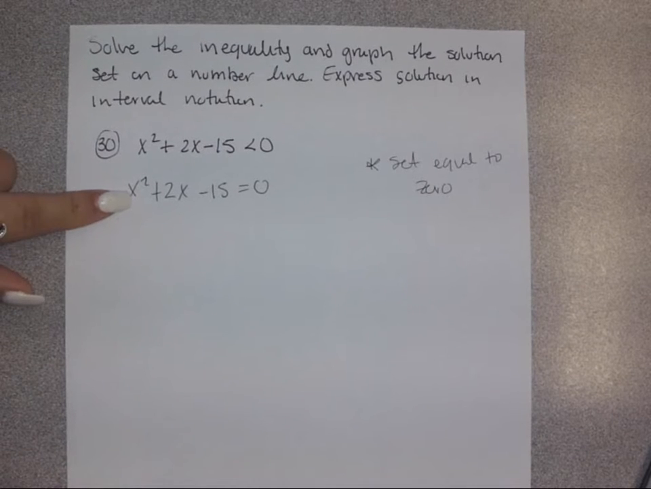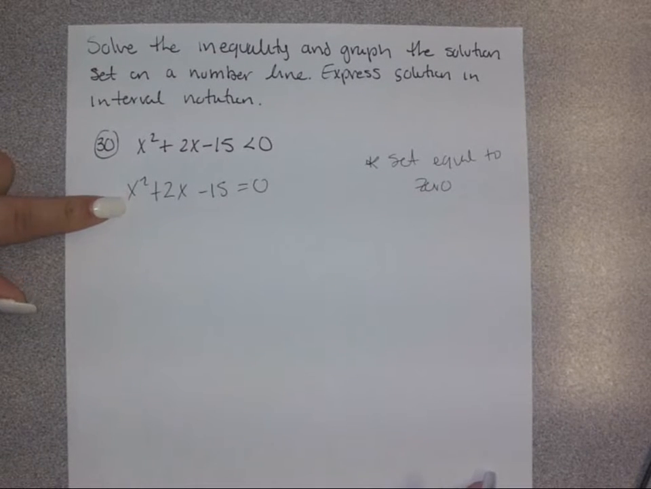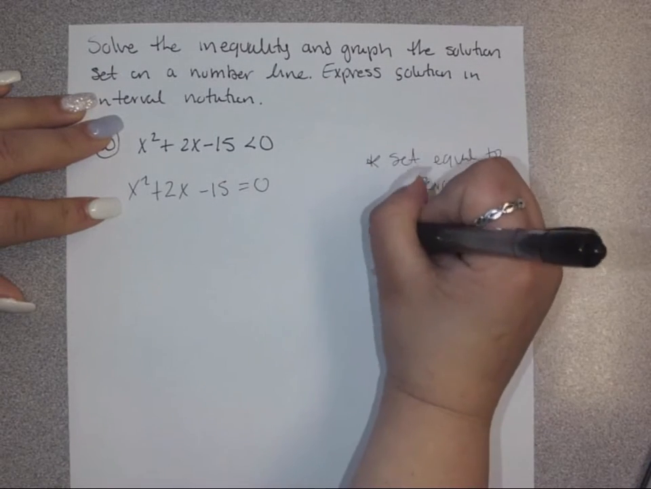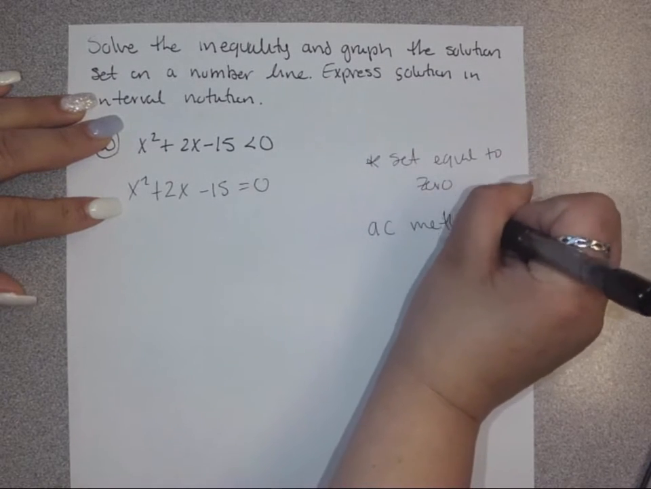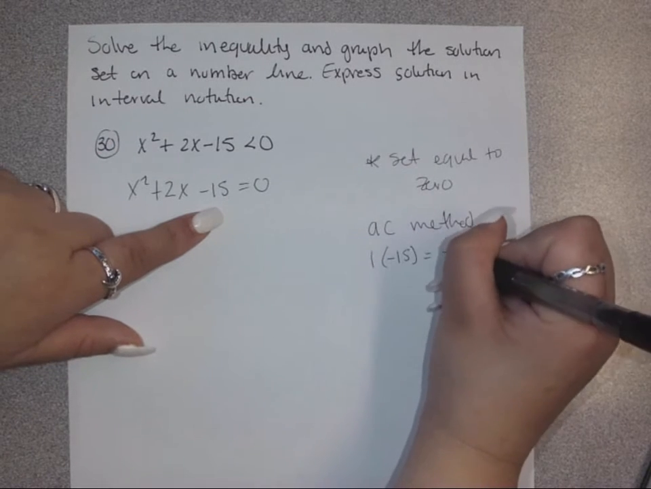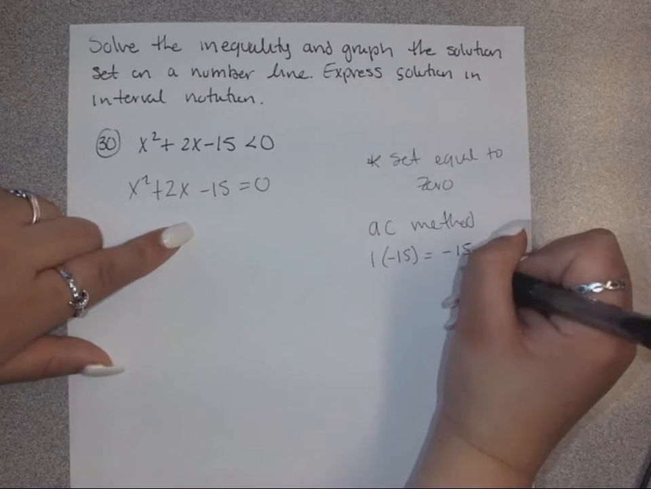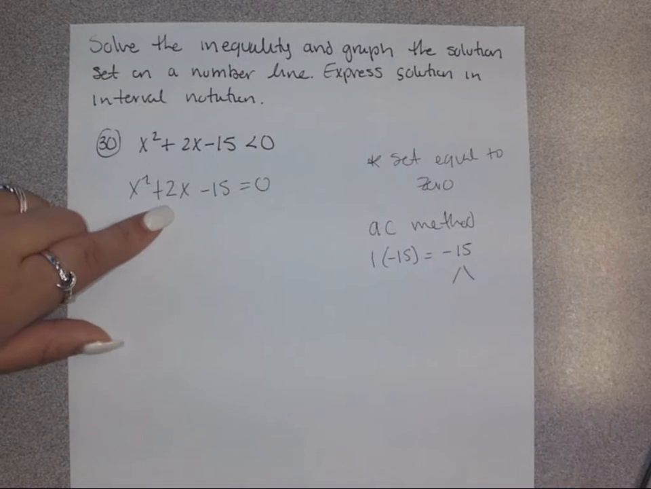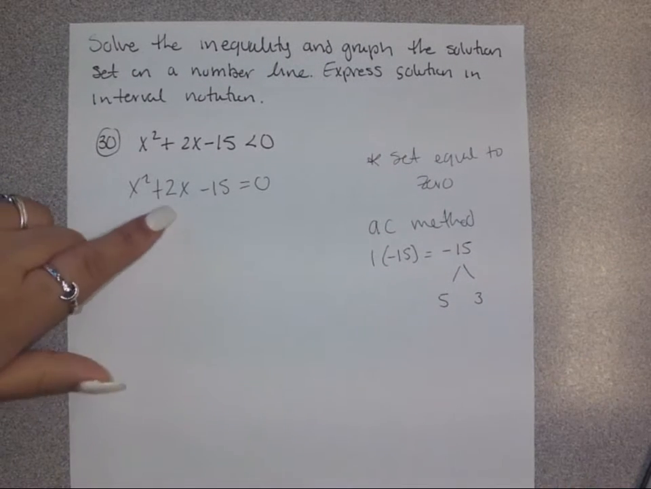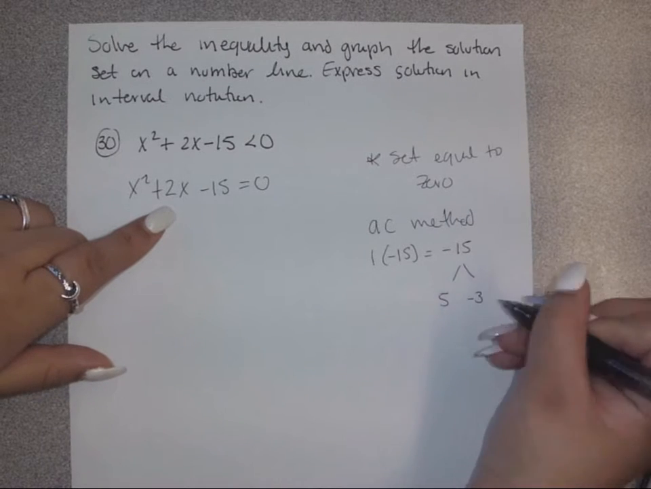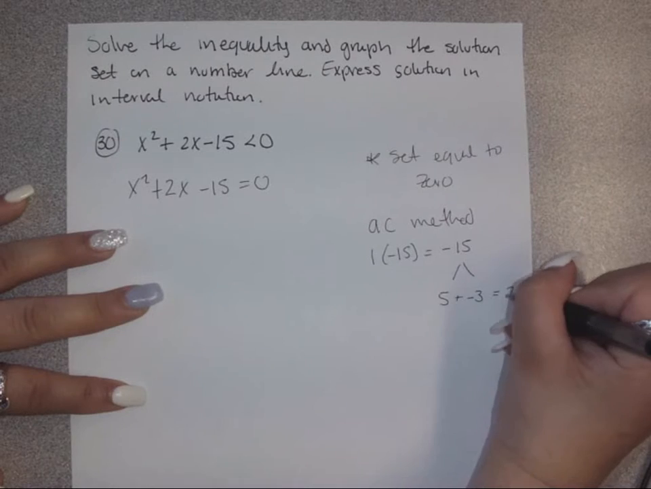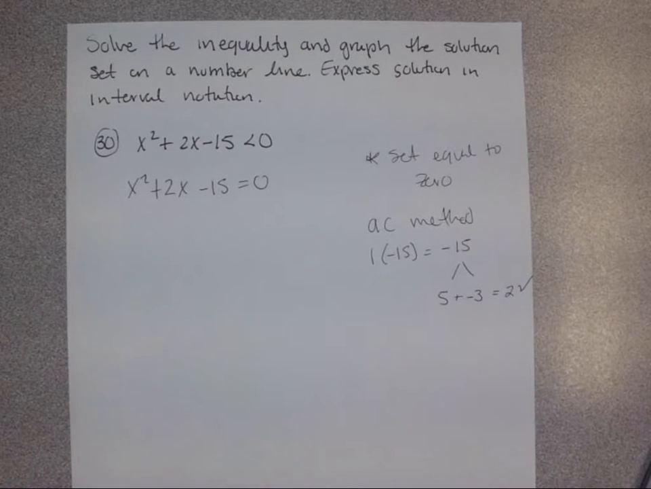As you can see, we're dealing with a quadratic, so we're going to have to end up factoring. By factoring, we're going to use our AC method. Our A value is 1, our C is negative 15. We're looking for factors of 15 that will add up to 2. I know 5 times 3 gives us 15. We want it to add up to positive 2, and we can double check: 5 plus negative 3 gives us 2, so we found the factors that work.